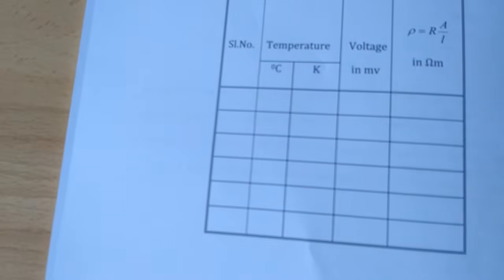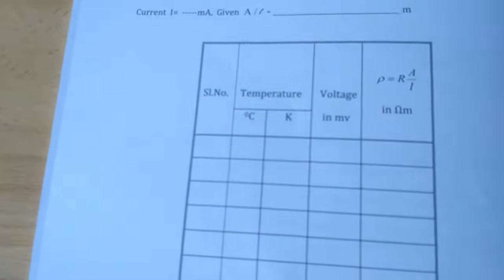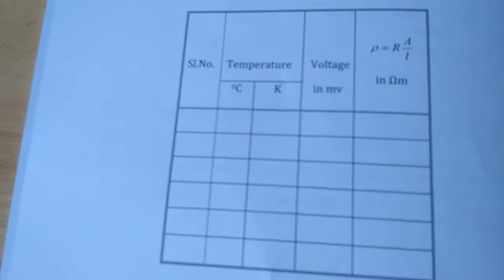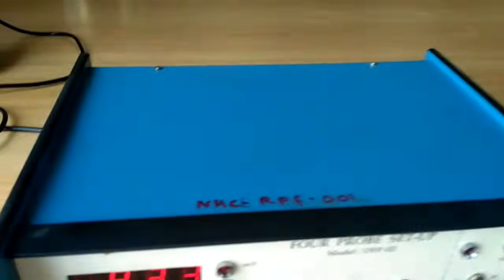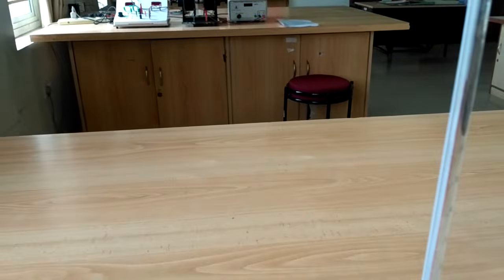your voltmeter reading. So if you look into your tabular column, again we have temperature. For different temperatures, we need to note down the voltage, then we will calculate the resistivity as given in your formula. So you allow the temperature to fall.